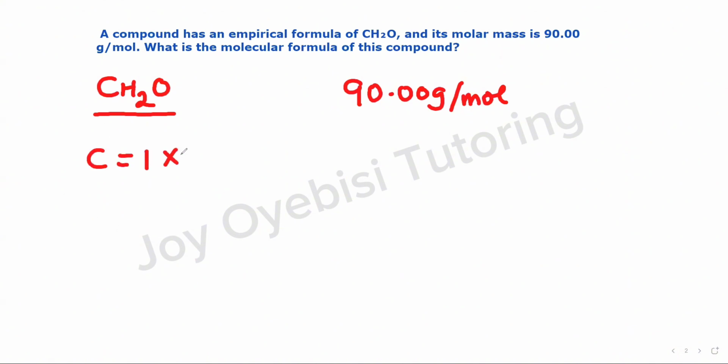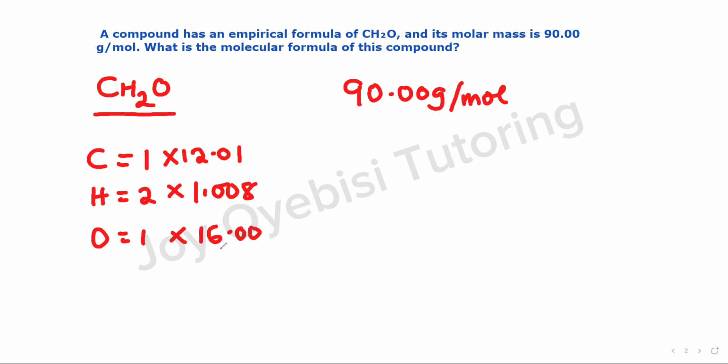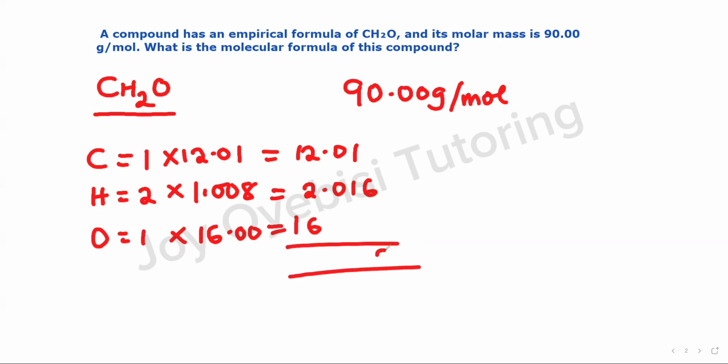You have 1 carbon, multiply that by 12.01, which is the mass of carbon. You have 2 hydrogens, multiply that by 1.008, which is the mass of hydrogen. And then there is only 1 oxygen, multiplied by the mass of oxygen, which is 16. Now 12.01 times 1 gives us exactly the same. 2 times 1.008 would be 2.016. And 16 times 1 is 16. Now if I add everything up, I'm going to have 30.026 grams per mole. So that is the empirical formula mass.